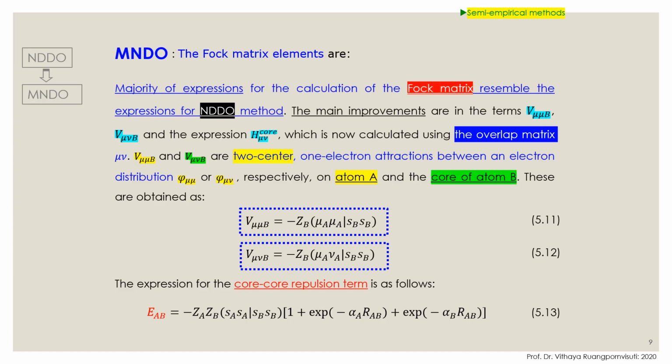The expression for the core repulsion term is as follows. EA can be computed using equation 5.13.